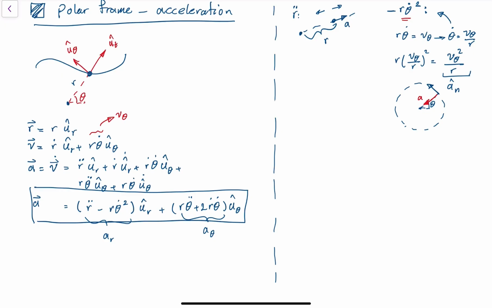Oh, why have I written here u_t? It should be u_r. So these two are the radial component. Both of these are along the line that points from the origin to the location of the particle. r double dot, assuming the positive direction being outward, is positive. The centripetal acceleration, r theta dot squared, is toward the center, so opposite of the radial axis.